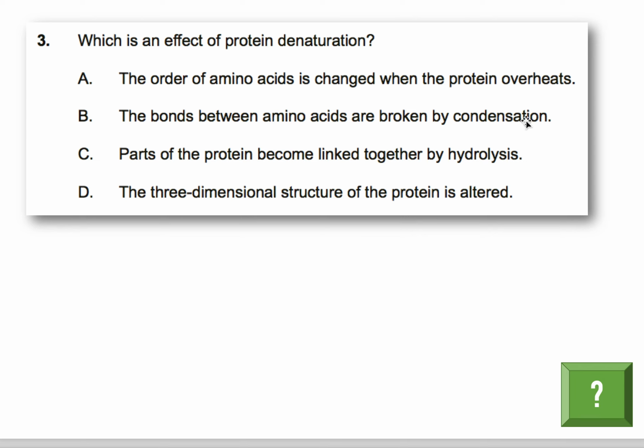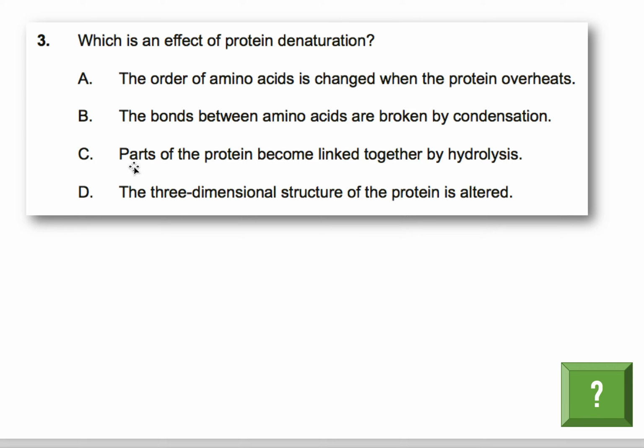First of all, there's one main thing wrong with this. Condensation is the action of forming a bond. So they're saying the bonds between amino acids are broken by condensation. It should rather be hydrolysis. So that's what's wrong with B.